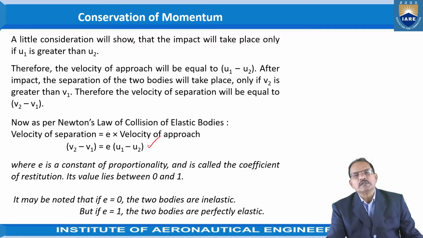If the value of e, the coefficient of restitution, is equal to 0, then the two bodies are said to be inelastic. If e is equal to 1, the two bodies are said to be perfectly elastic. But for most bodies, the e value lies between 0 and 1.